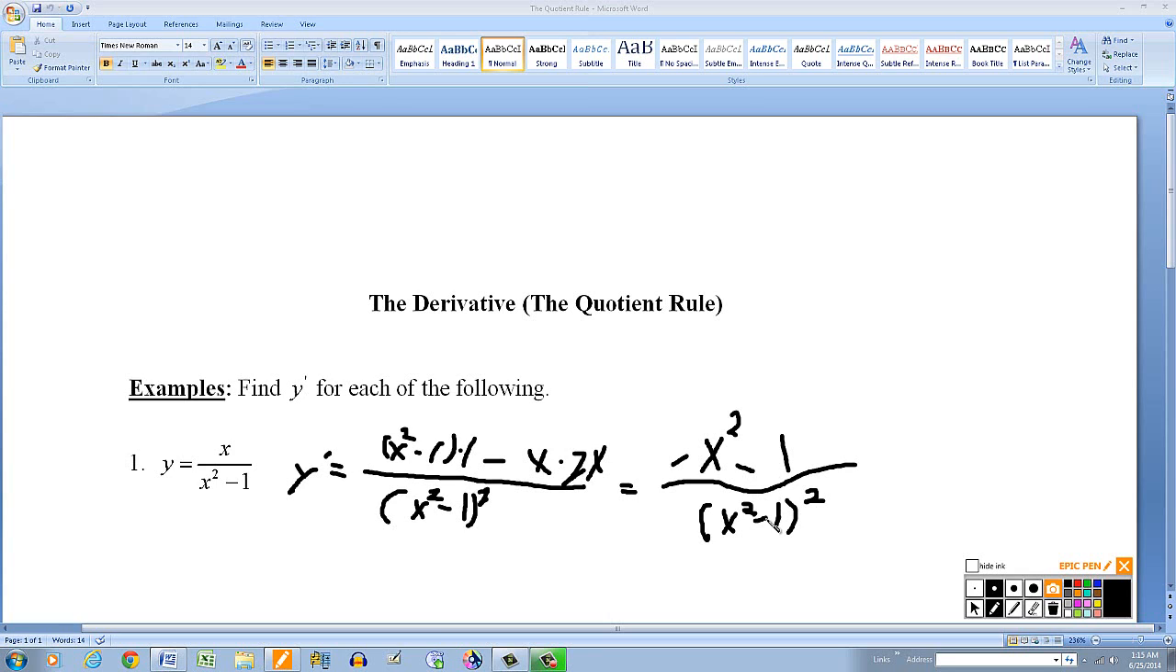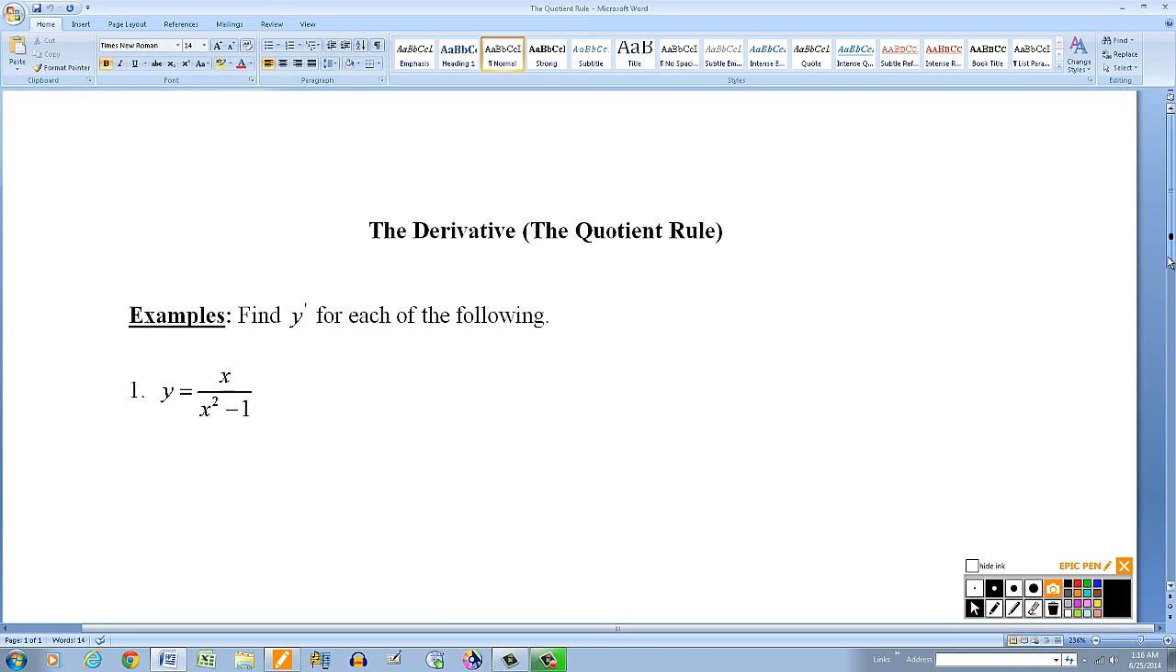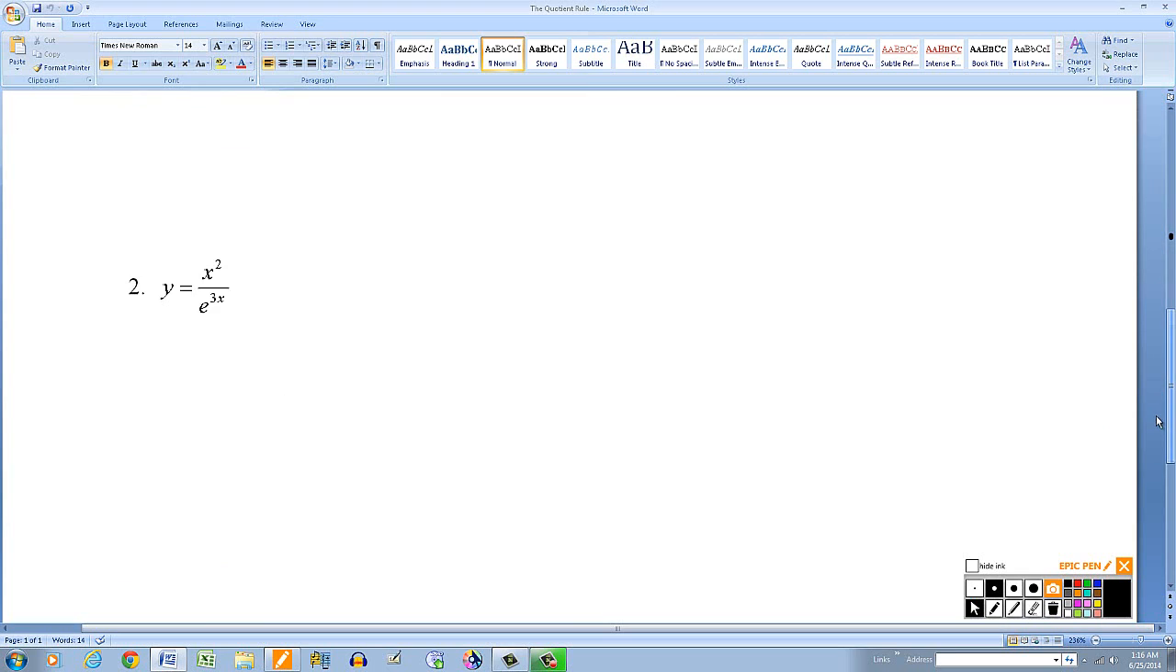Keep in mind I could use the product rule if I needed to. I could rewrite this as x times x squared minus 1 in parentheses to the negative 1, express it as a product and use the product rule. The answer would look different, but if I simplified, I could get the answers to look the same. But this is the way you want to do it in this particular case. And let's clear this. Go to the next one.